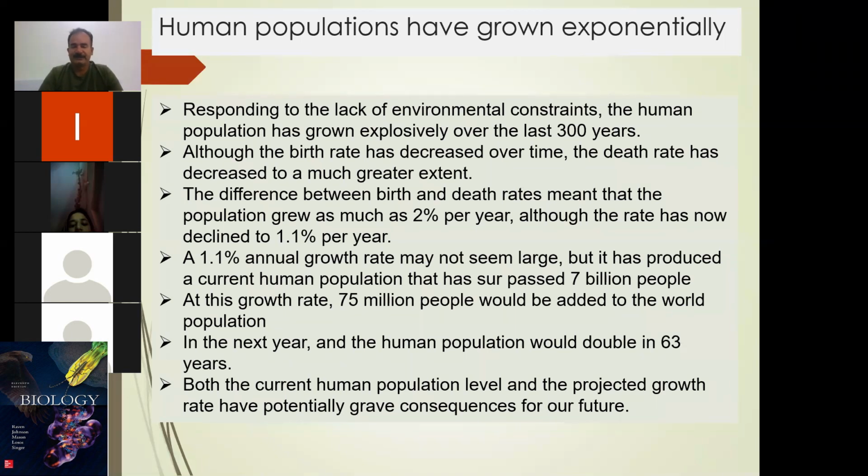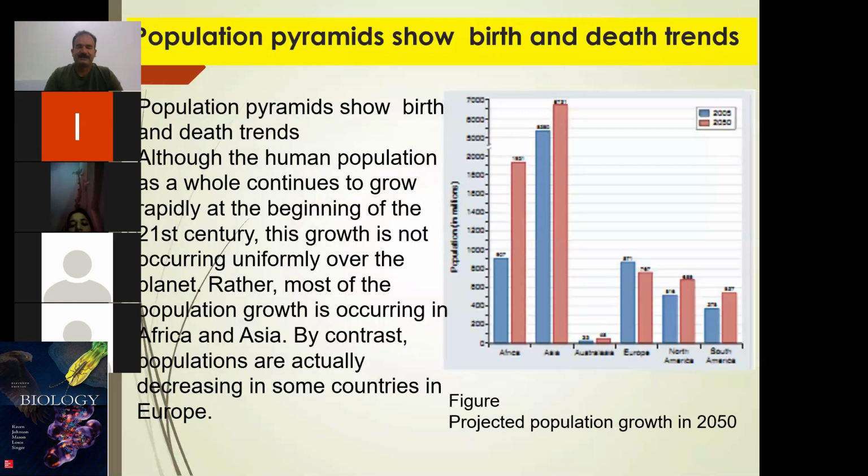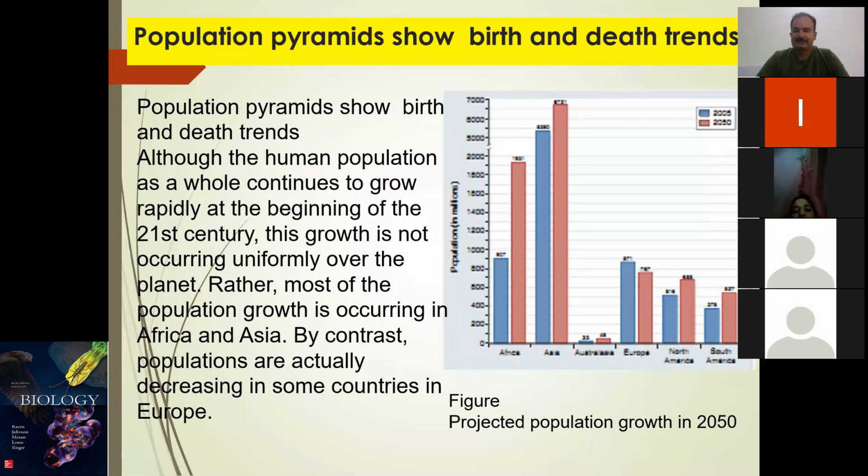If we look at the current population level and projections about the future human population on this planet and its consequences on environmental resources, these are quite alarming. Human population pyramids show birth and death rates. Before studying human pyramids, we have to study projected population growth in 2050.